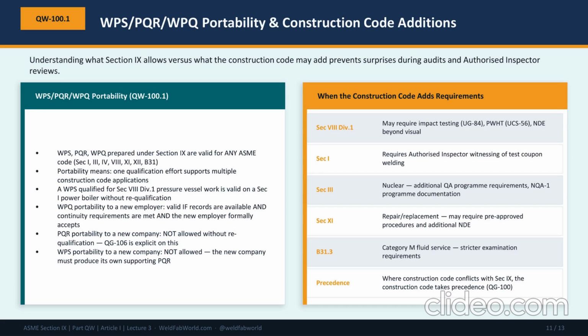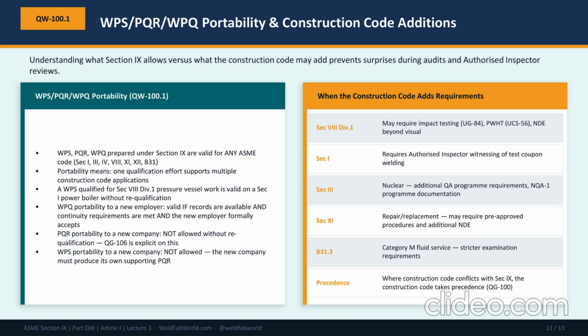We touched on portability in the scope slide. Let me go through it completely here because it is a source of genuine confusion in multi-code shops. WPS, PQR, and WPQ portability under QW 100.1. The code is explicit. WPS, PQR, and WPQ prepared under Section 9 are valid for any ASME construction code. Section 1, 3, 4, 8, 11, 12, and B31 piping codes. One qualification effort can support multiple application codes.